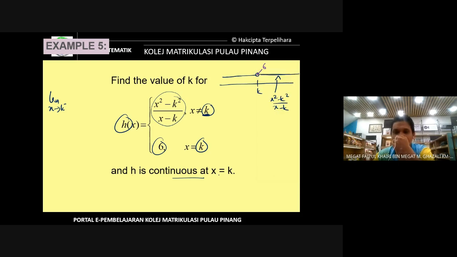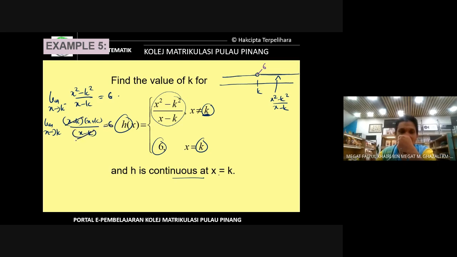X equal to 6. Okay, so now to simplify this, the limit of x approaching k from the left of x squared minus k squared divided by x minus k, we can make it equal to 6. This is the limit of x approaching k of (x minus k)(x plus k) divided by x minus k, equal to 6.